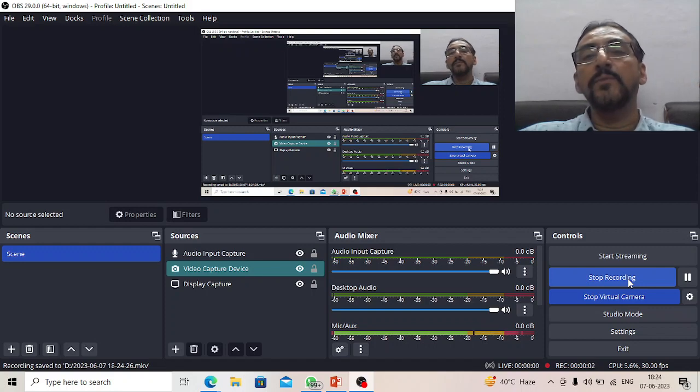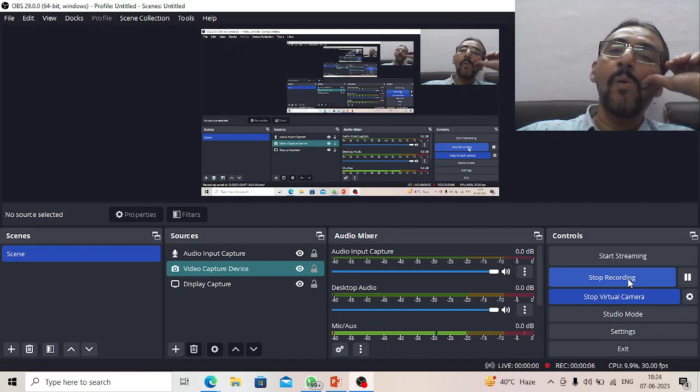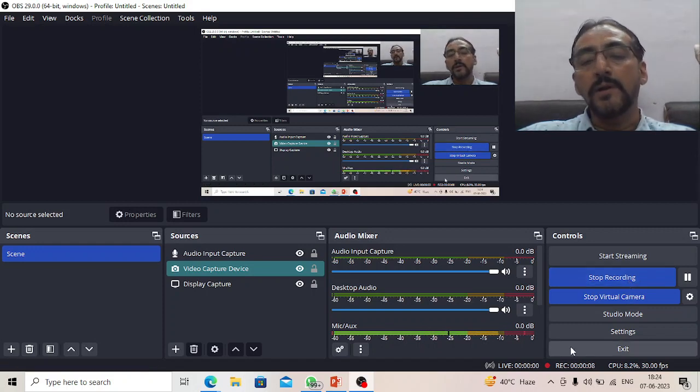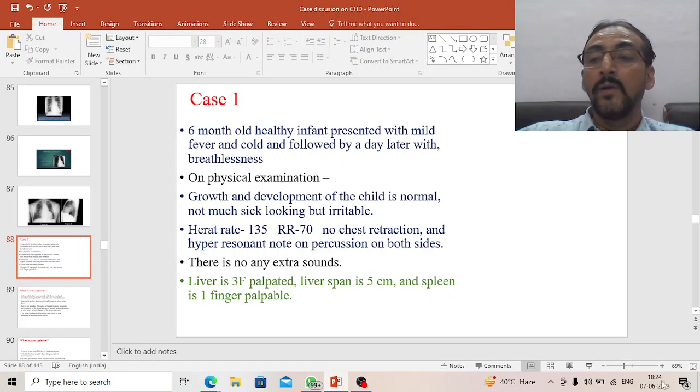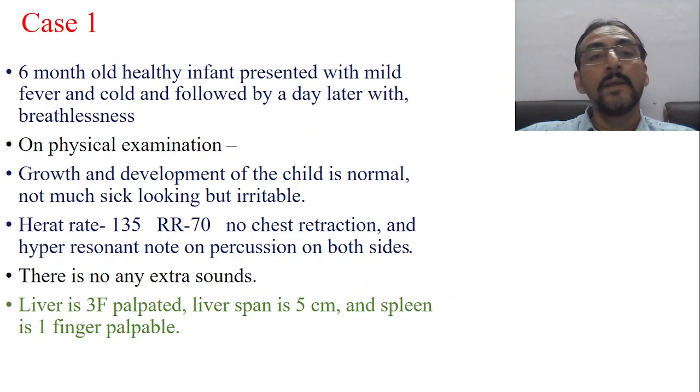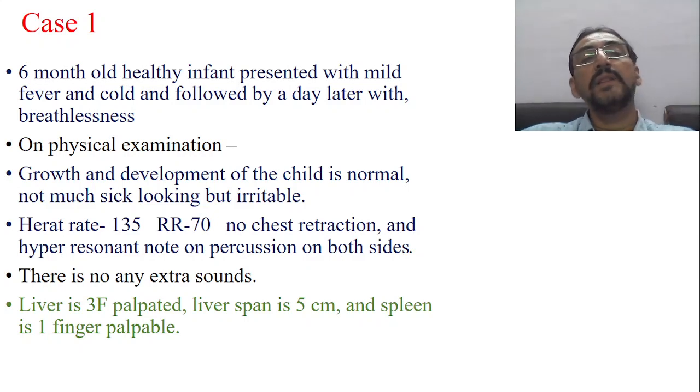Now we will see some of the important case studies related to the congenital cardiac disorders. So this is the first case. Everybody please read it. A 6-month-old healthy infant presented with mild fever and cold, followed a day later by breathlessness.